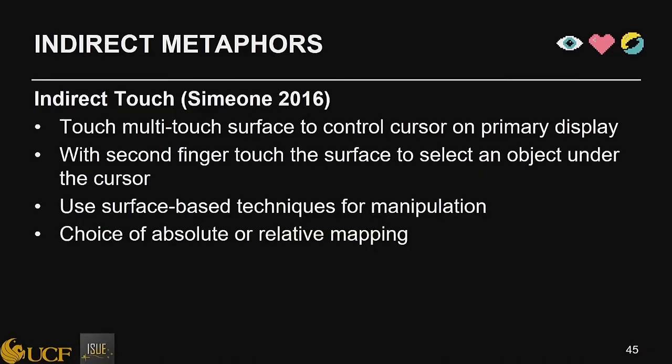So indirect touch is the basic one, where basically you have a multi-touch surface as your input device to control a cursor on your primary display, right? And that display could be a VR display, it could be a television, whatever. And so you're using your one finger to actually move the cursor, and you could use an image plane to do this. And then with the second finger, you touch the surface to select the object under that cursor. And you use the surface-based technique for the manipulation, right? So the standard surface-based techniques, for pinching and zooming and so forth. Okay, and you can do absolute and relative mapping with this type of technique as well.